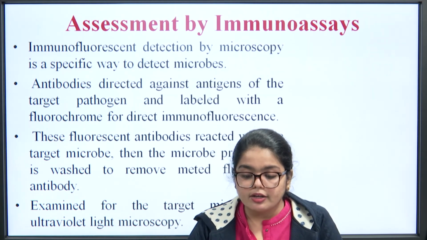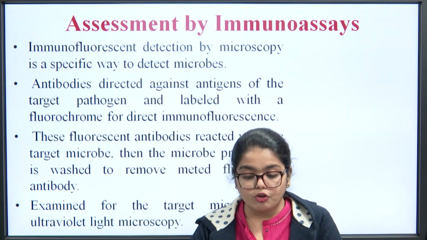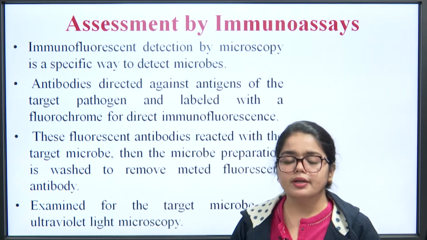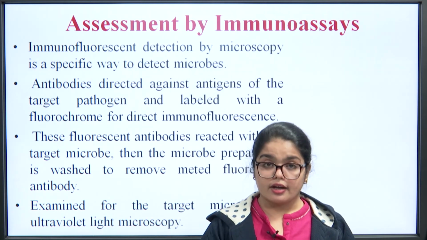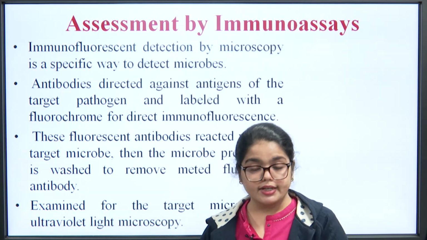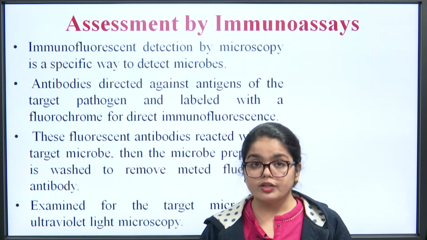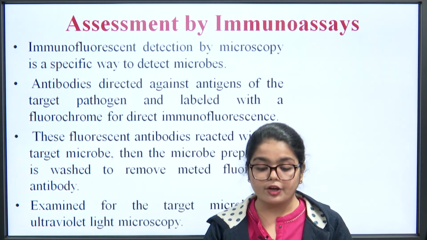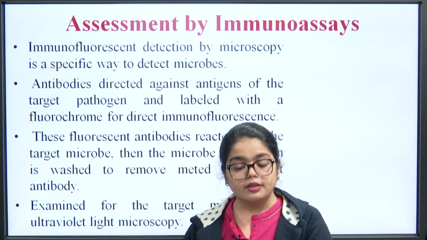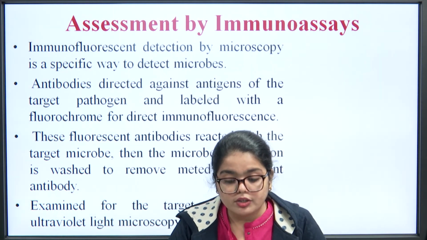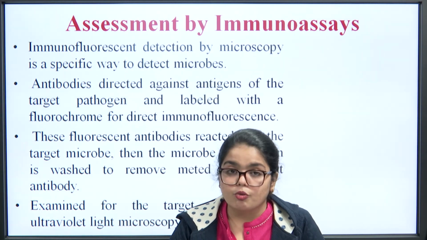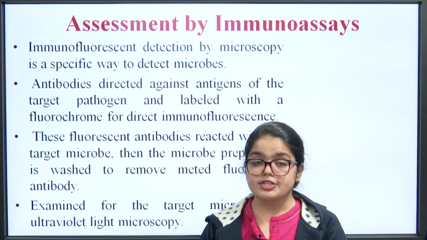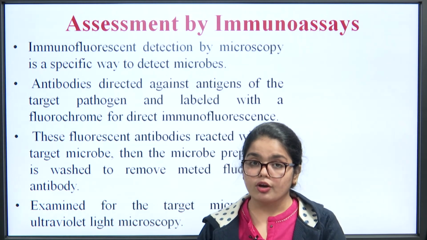These fluorescent antibodies react with the target microbe, and then the microbe preparation is washed to remove unattached fluorescent antibody. The target microbes are the ones causing contamination, and the antibodies react with them and get attached to them. Then we wash the plates, and the excess dye and excess fluorescent antibodies are washed off, and the plate is ready for study. They are examined for the target microbe by ultraviolet light microscopy. We observe the plate under the UV light microscope and find out if contamination is there or not, and if it is, what kind of microorganism is present.